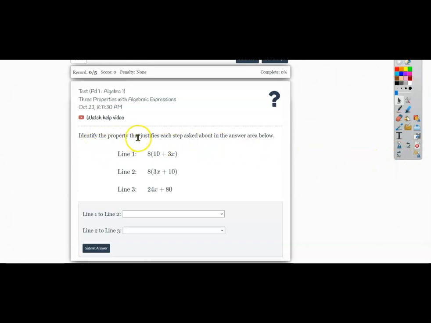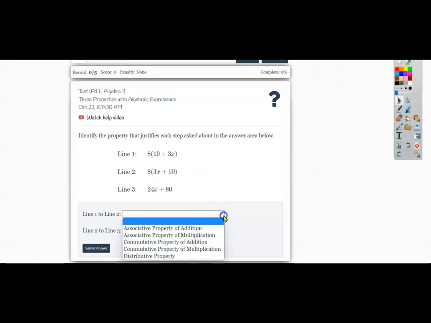They're going to ask you to identify which of those properties was used to get you from one line of work to the next line of work. You notice that my first line of work has an 8 parentheses 10 plus 3x. My second line of work still has an 8 in parentheses, but the 10 and 3x have swapped places. That is a change of positions, also known as the commutative property.